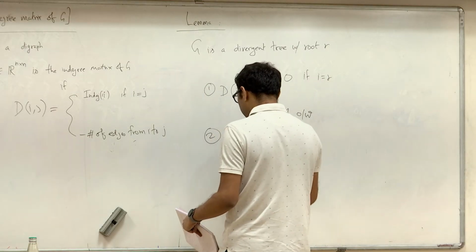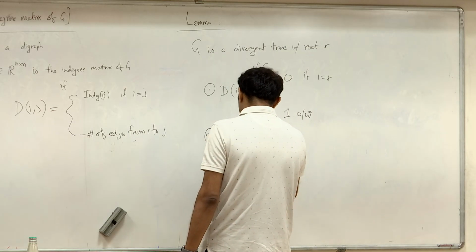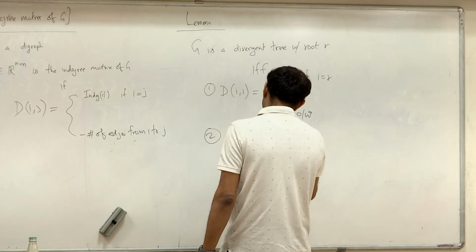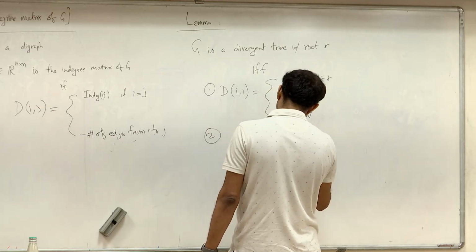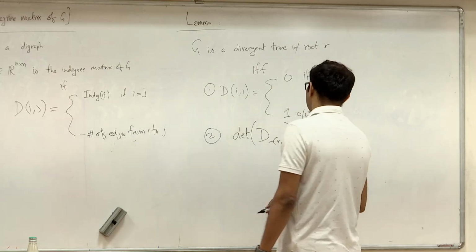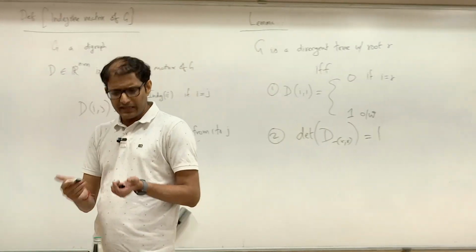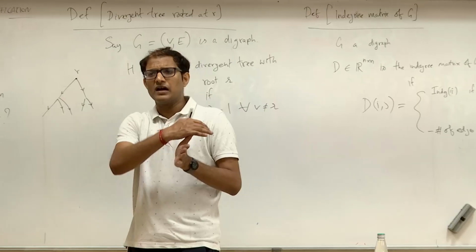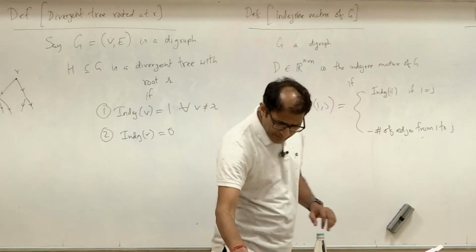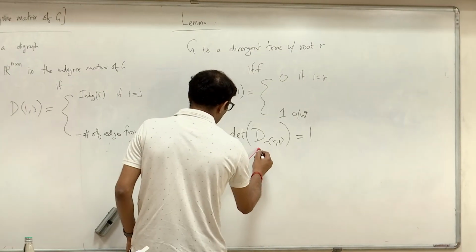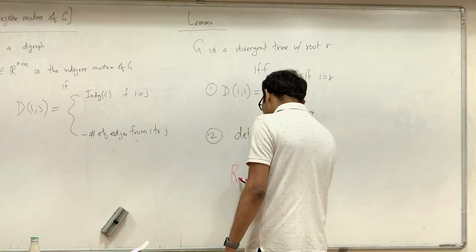And the other condition is about the determinant of D, and I'm going to use a funny notation, D minus RR. What is D minus RR? Look at the matrix D and drop the rth row and the rth column. This is also called the depressed matrix D or the reduced matrix D. I prefer reduced because depressed makes me depressed.